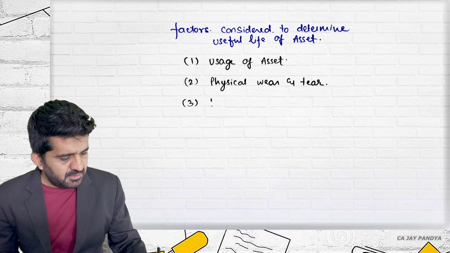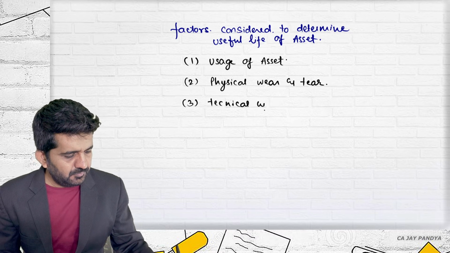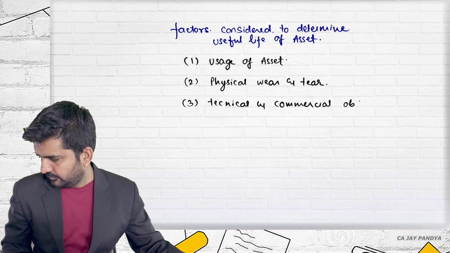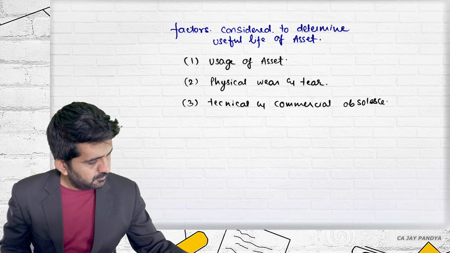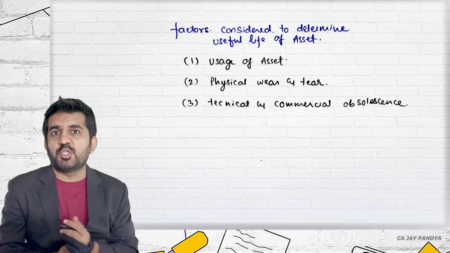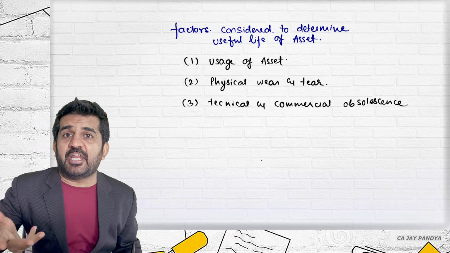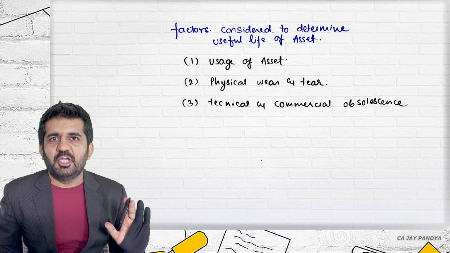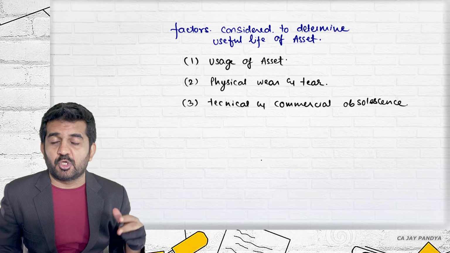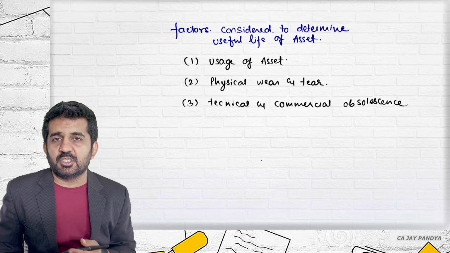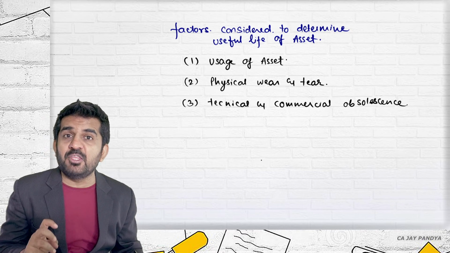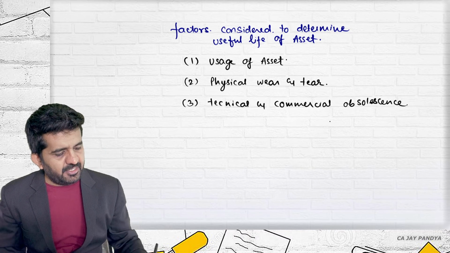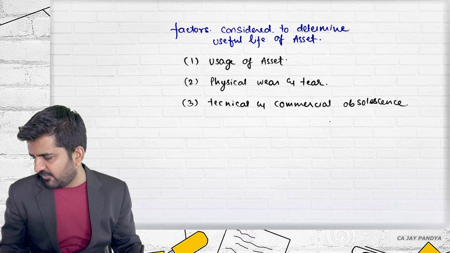Technical and commercial obsolescence. What is obsolescence? The asset becoming useless because the technology has changed. All right. Say in today's era, if I purchase a mobile today, it becomes useless, or obsolete, after 2 years. Then the machinery which is manufacturing that asset might also become obsolete. All right. So technical and commercial obsolescence should be considered when you decide the useful life of an asset.